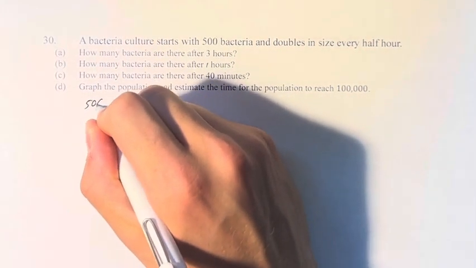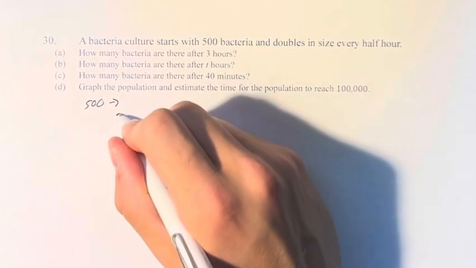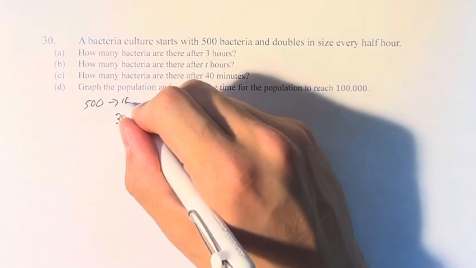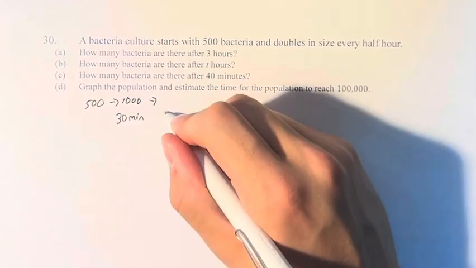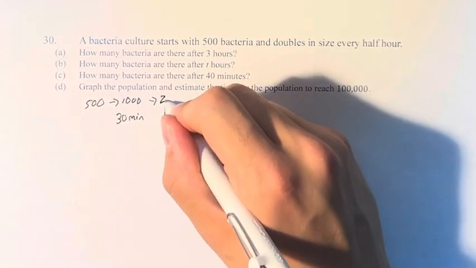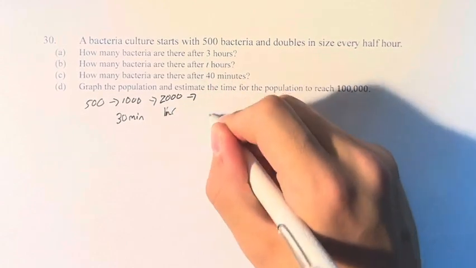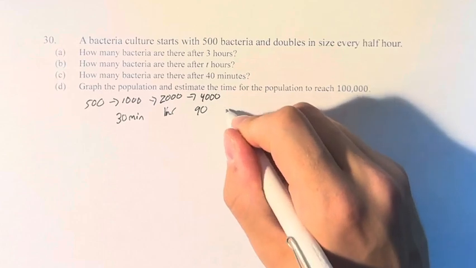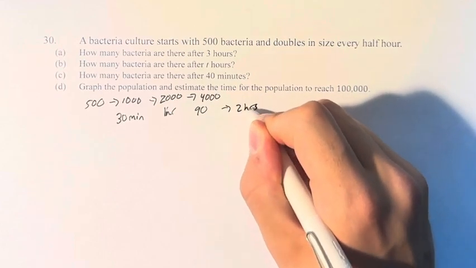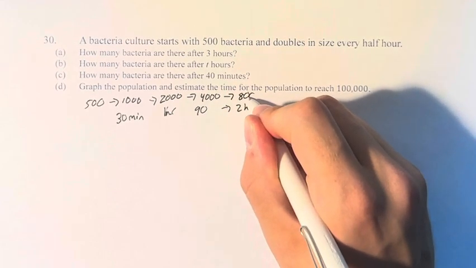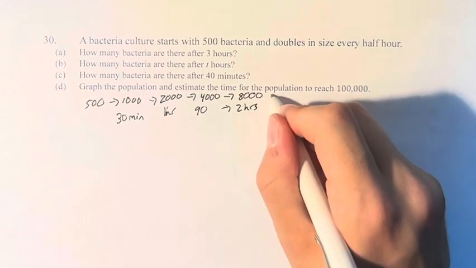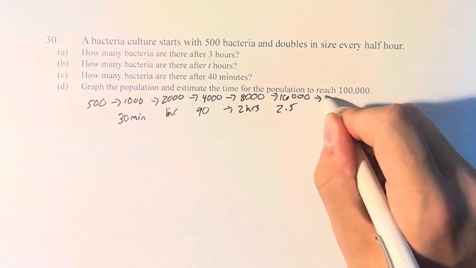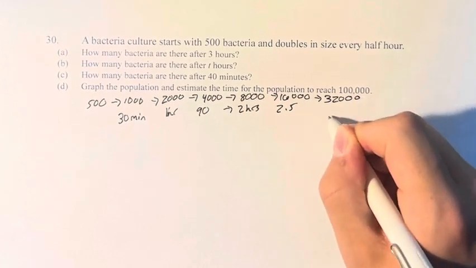So if we start with 500, after 30 minutes, 1/2 hour, we've doubled to 1,000. After an hour, we've doubled again to 2,000. Again, in 90 minutes, we're at 4,000. At 2 hours, we doubled again to 8,000. Again, 16,000 for 2.5 hours, and 32,000 for 3 hours.